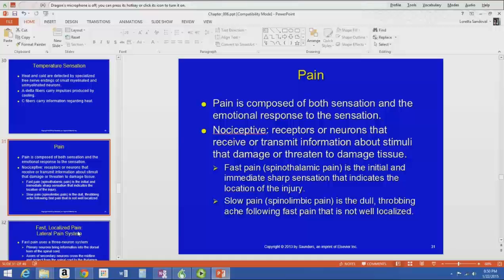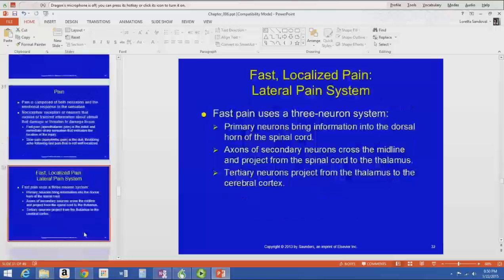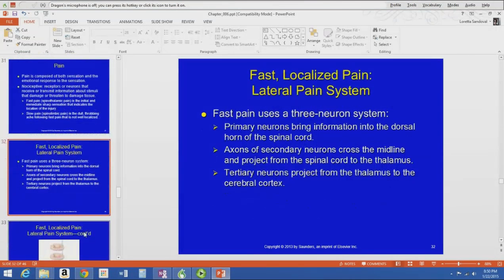You got that paper cut, it's right on your thumb, and yikes, that hurts. The slow pain, the spinolimbic pain, is the dull, throbbing ache that follows fast pain and is not well localized. So that's the tissue damage type pain, if that makes sense. So the fast localized pain uses a 3-neuron system.